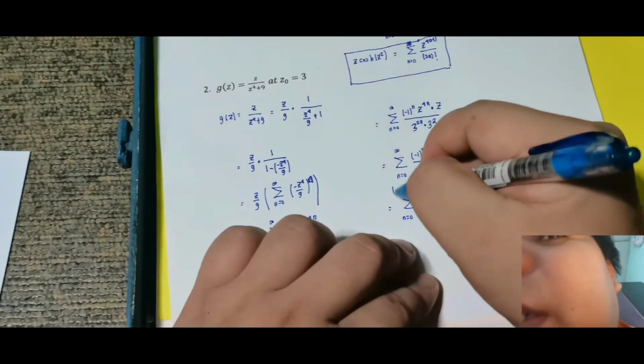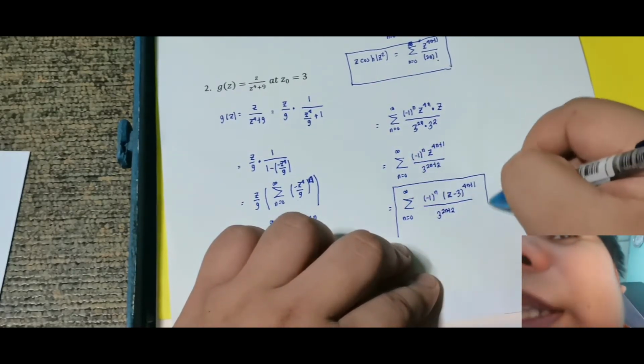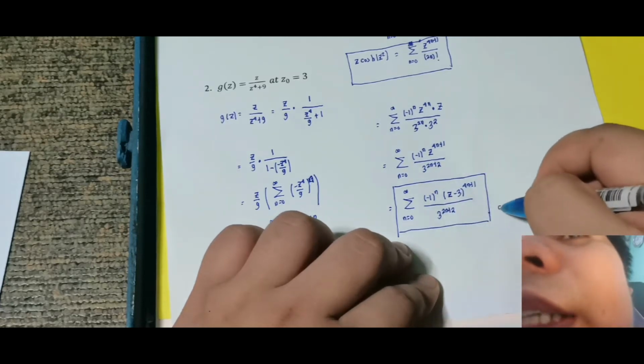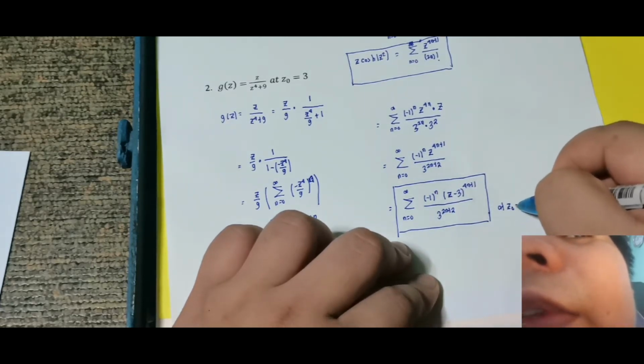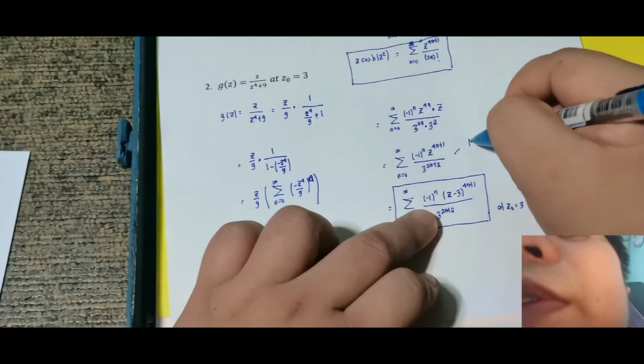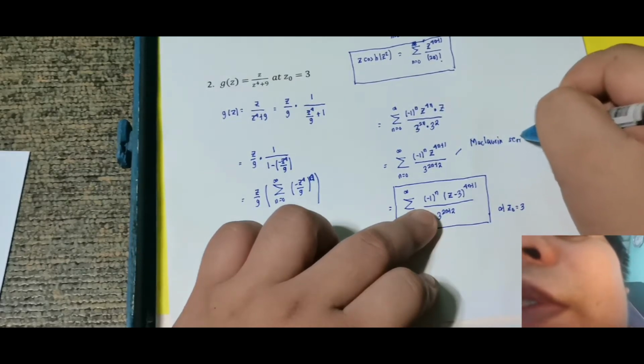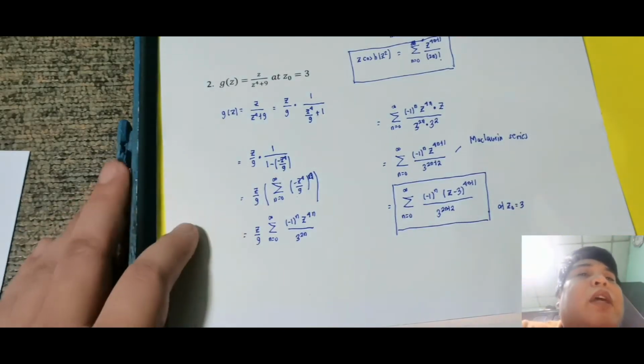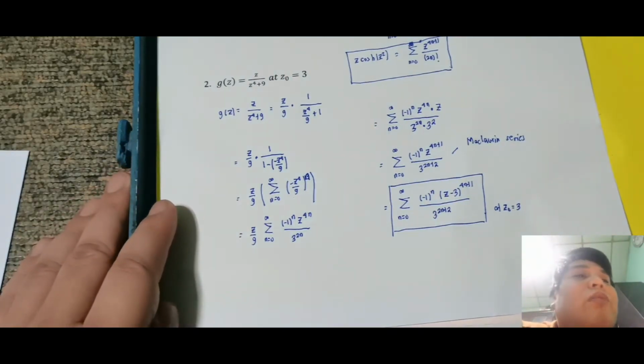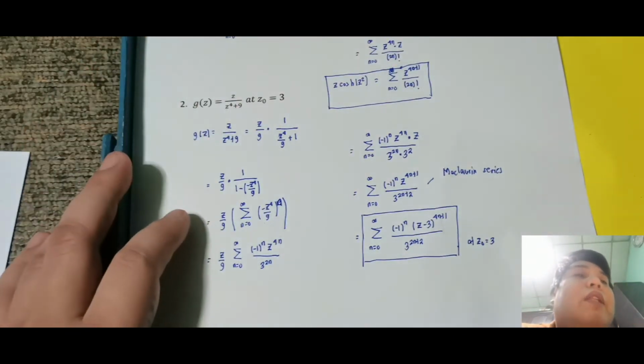Okay, so ito yung kanyang Taylor series representation. This is at z naught is equal to 3. Ito yung Maclaurin, kasi nga 0 to. So kung napansin mo, ano ang atake ginagawa ko? Ang atake ginagawa ko is through Maclaurin muna, tapos i-substitute ko na lang sa loob, or ipapasok ko na lang sa loob yung z naught na nakukuha natin.